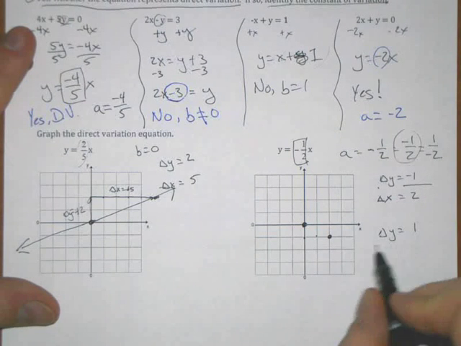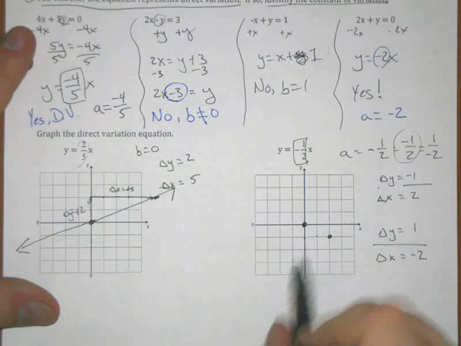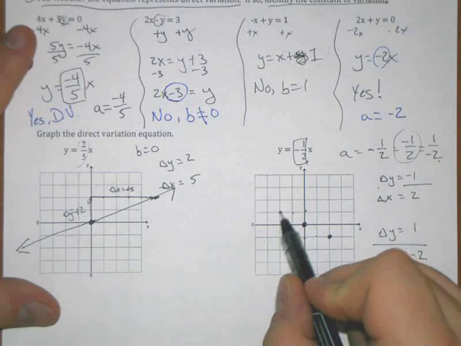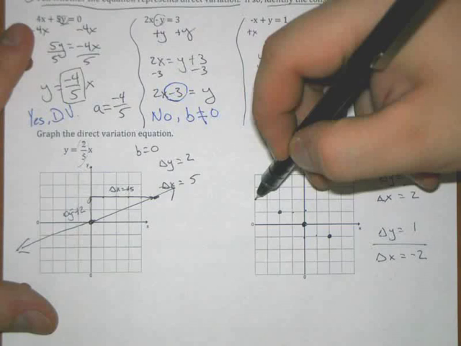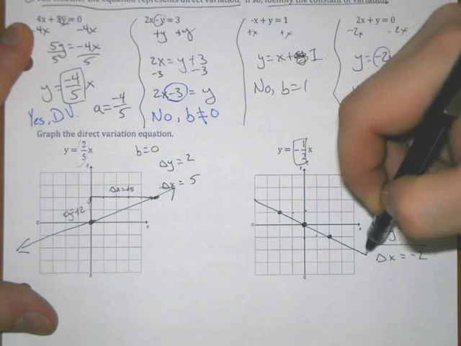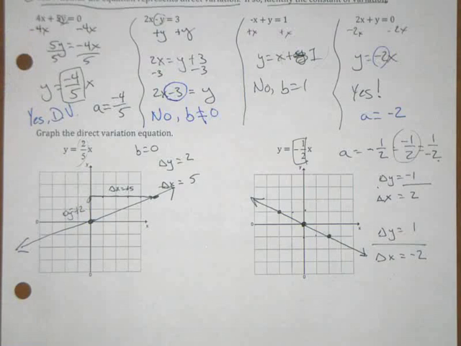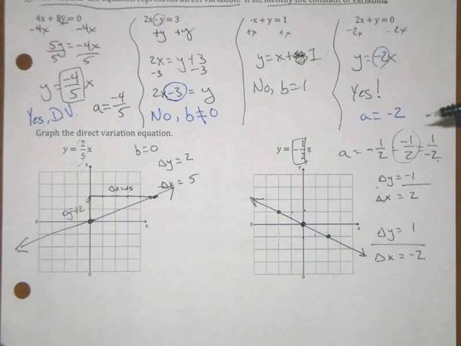Well, instead we use the slope of the second one. So y goes up 1, but x goes -2, where it went right in the previous one. So I go up 1 and to the left 2. And notice those points still form a straight line. So I draw my line. There we go. There's my line corresponding to this constant of variation.